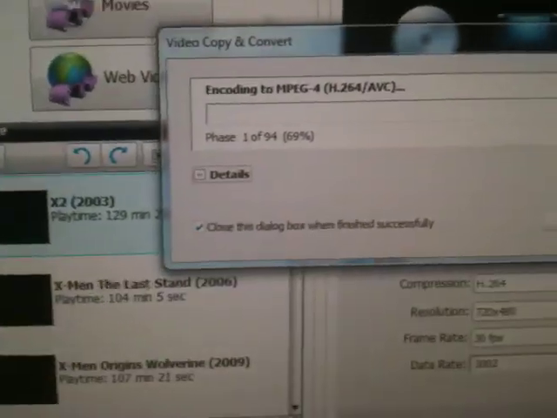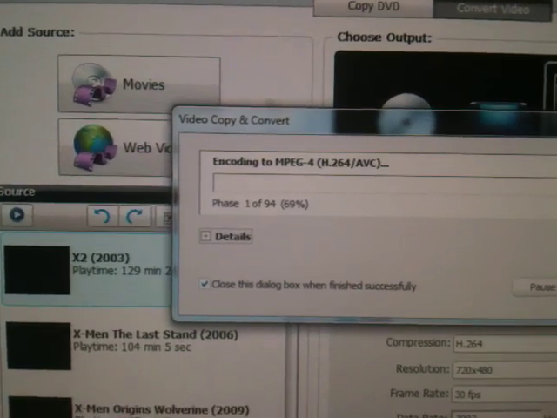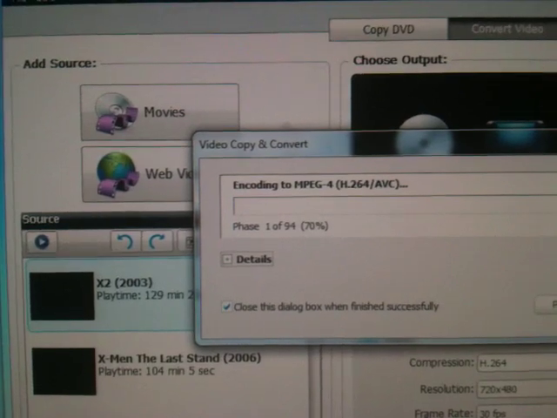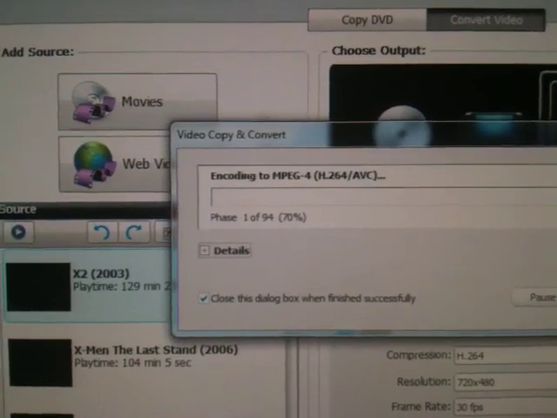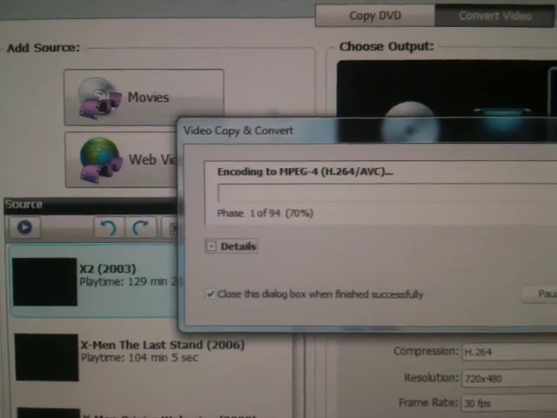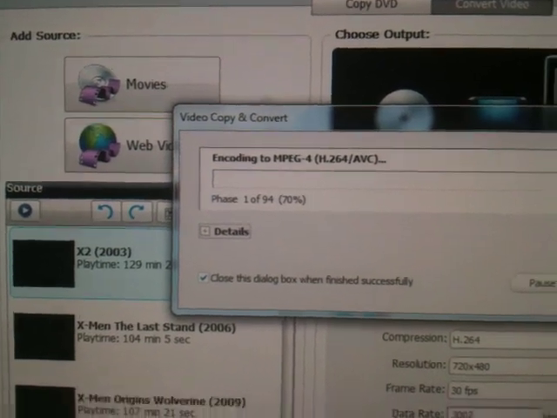It's doing 94 files, and last night it did 12 of them in 7 hours, which is pretty impressive considering my other software would have done about maybe half of that, maybe somewhere around 5 or 6 of them in 7 hours.